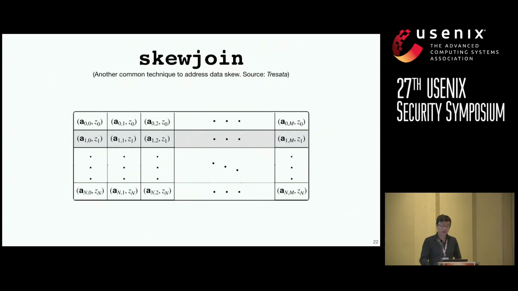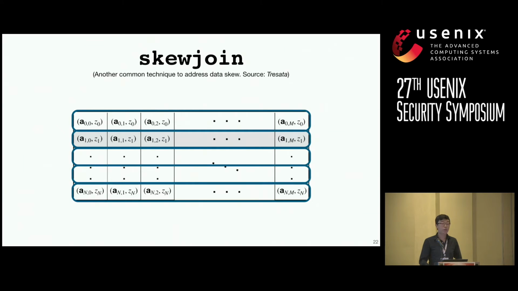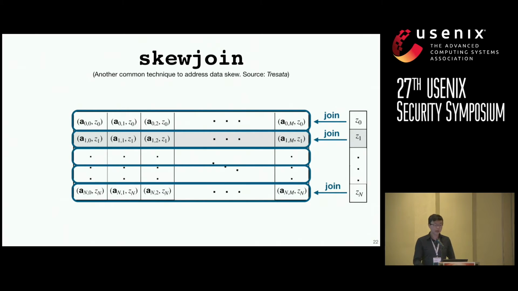So if our matrix A is partitioned row-wise, and we perform a skew join operation with vector Z, we see that each partition only needs access to one unique element from the vector Z. In this case, it turns out that skew join is functionally equivalent to that strawman approach we saw earlier.